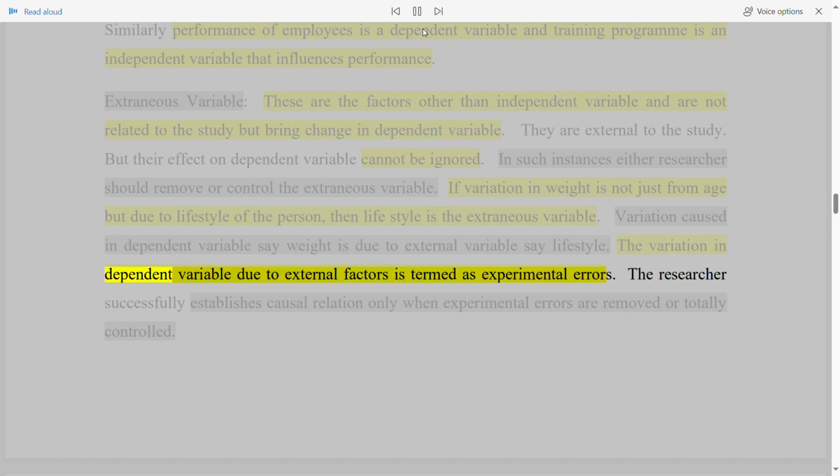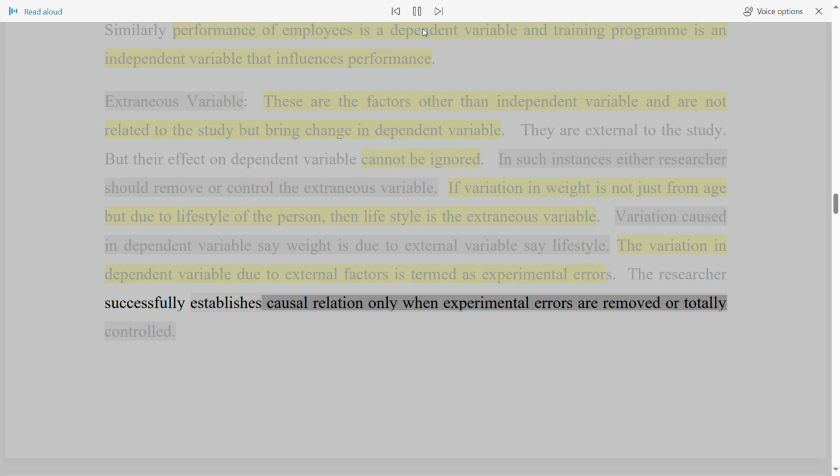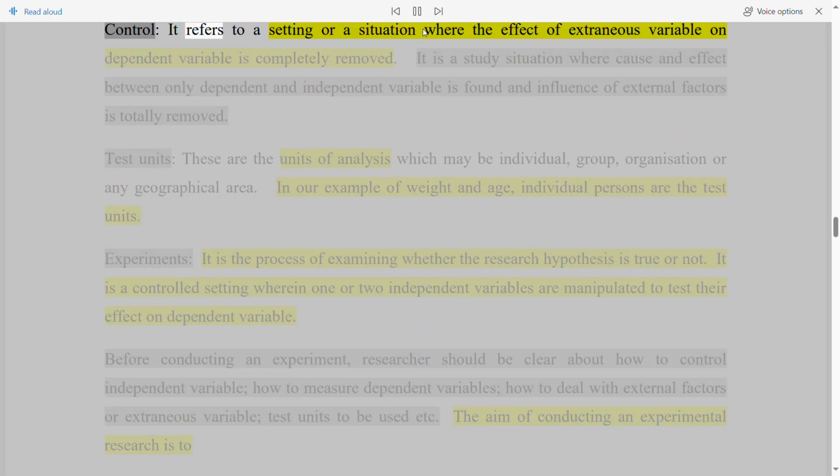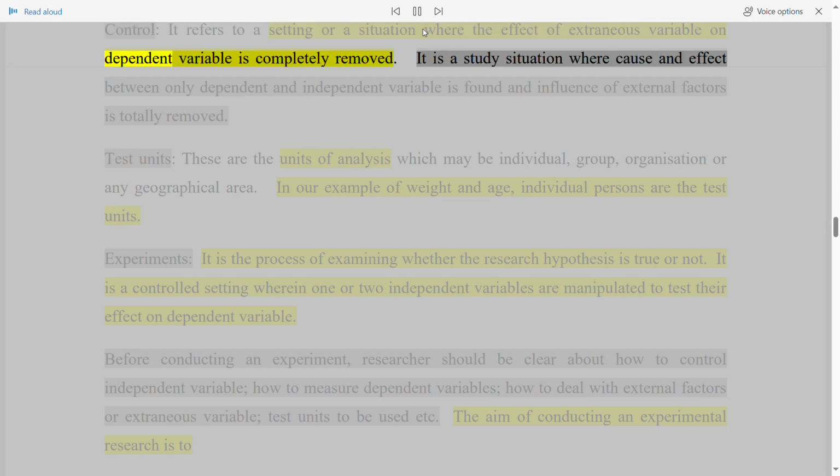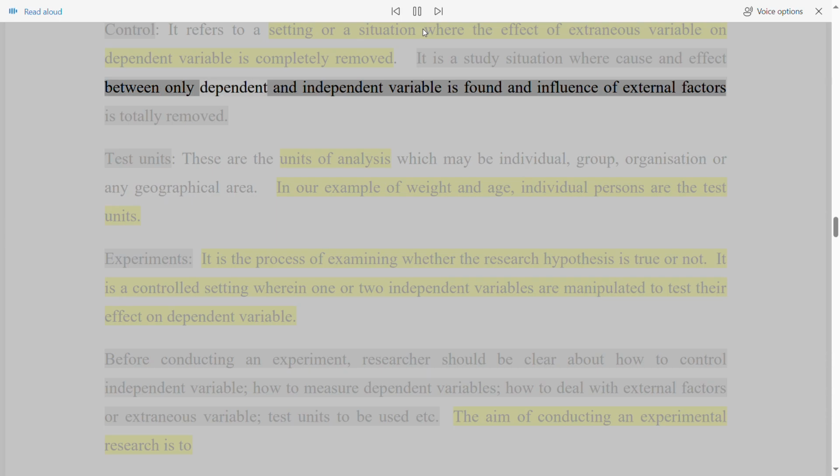The variation in the dependent variable due to external factors is termed experimental errors. The researcher successfully establishes a causal relation only when experimental errors are removed or totally controlled. Control. It refers to a setting or a situation where the effect of the extraneous variable on the dependent variable is completely removed. It is a study situation where cause and effect between only the dependent and independent variable is found and the influence of external factors is totally removed.